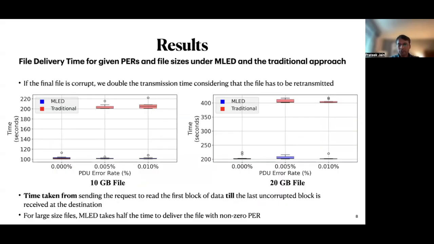To make sure that both the traditional and the MLET approaches face the same errors for fair results, we use an adversarial error model to introduce errors. The introduced errors make sure that they are missed by traditional checks, rendering the final file corrupt, requiring retransmission of the entire file in the case of the traditional approach, therefore doubling the file transmission time in this case.